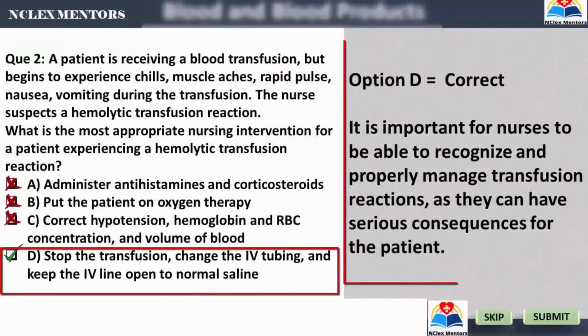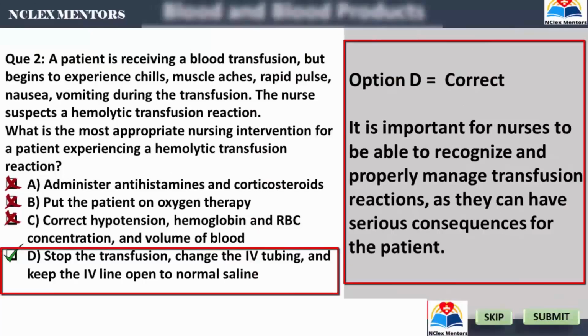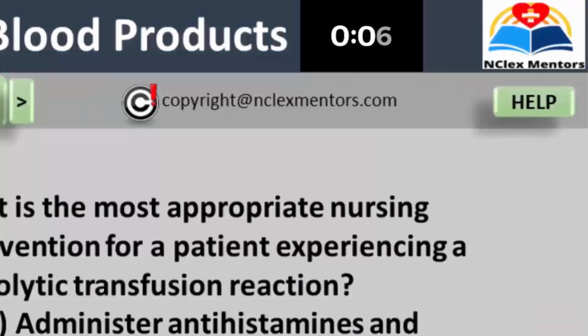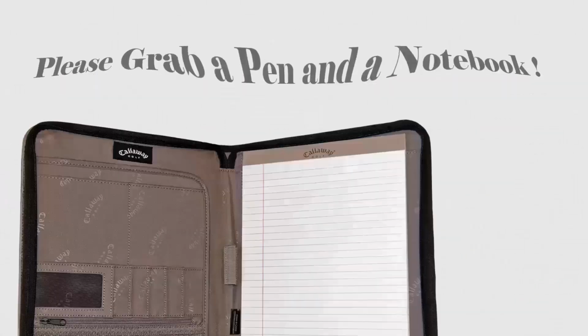I'll guide you through each option in detail, explaining what makes an answer correct or incorrect to help you think critically. And if you need to review any part, feel free to pause or rewind, especially for those case study questions. Let's dive in and get you ready.